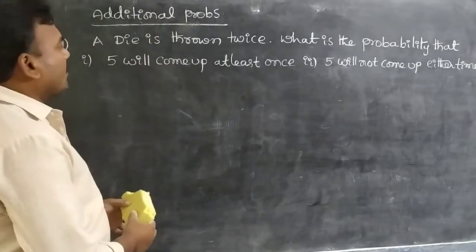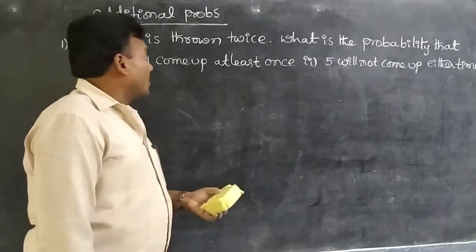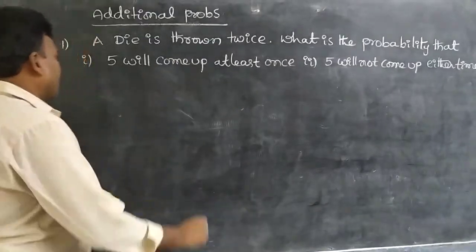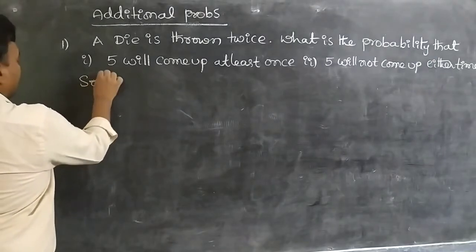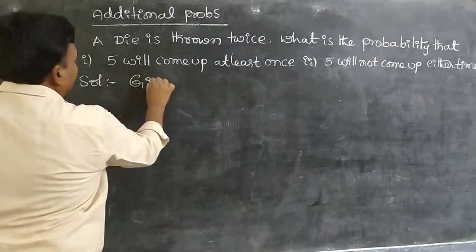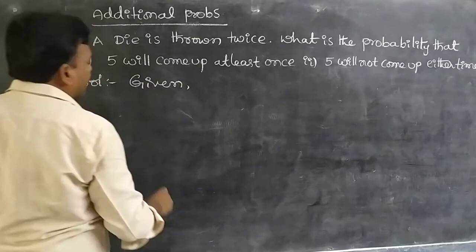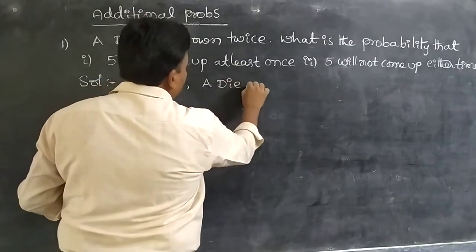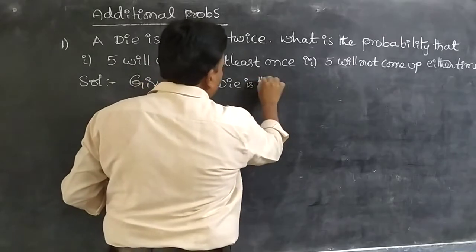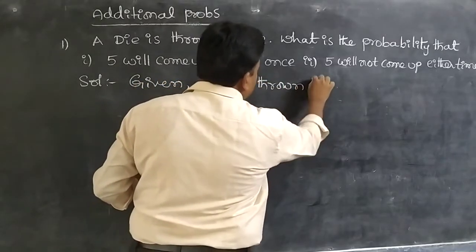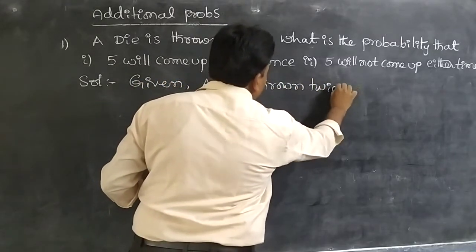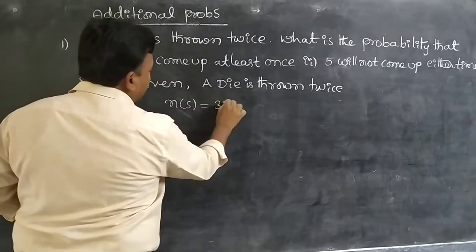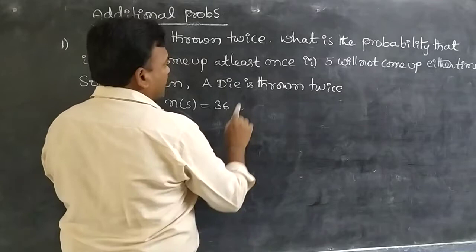Here, a die is thrown twice. A die thrown twice means the total number of outcomes equals 36. You know very well. So, go for the solution. Given: a die is thrown twice. Then the total number of outcomes, considered as N of S, equals 36.